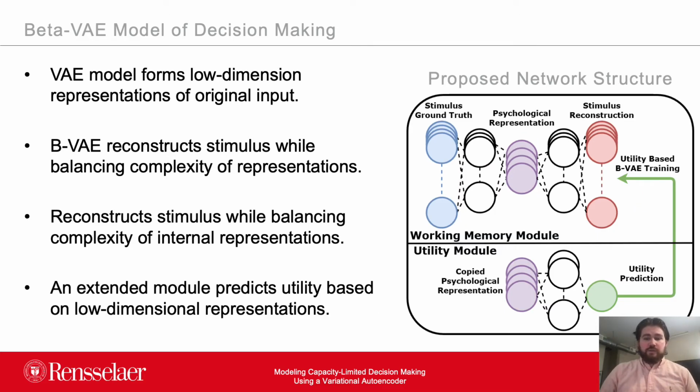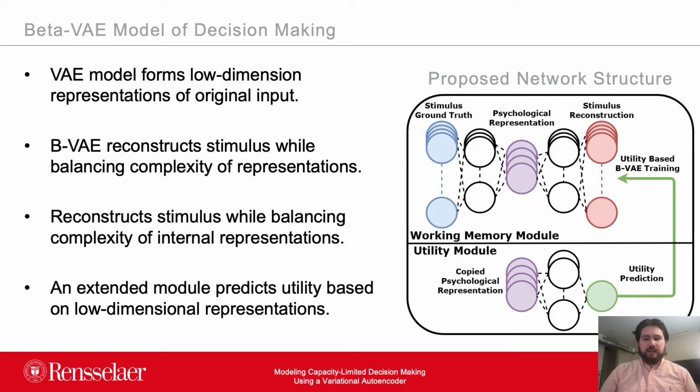The model we propose takes the beta VAE to be analogous to a working memory model of decision making. In the context of working memory modeling, these low-dimension representations can be understood analogously to a psychological representation of a stimulus. An additional utility prediction module takes as input the psychological representation and tries to predict the expected utility associated with the stimulus. The result is a model that can reconstruct original stimuli in utility prediction tasks as well as predict the utility associated with a stimulus.